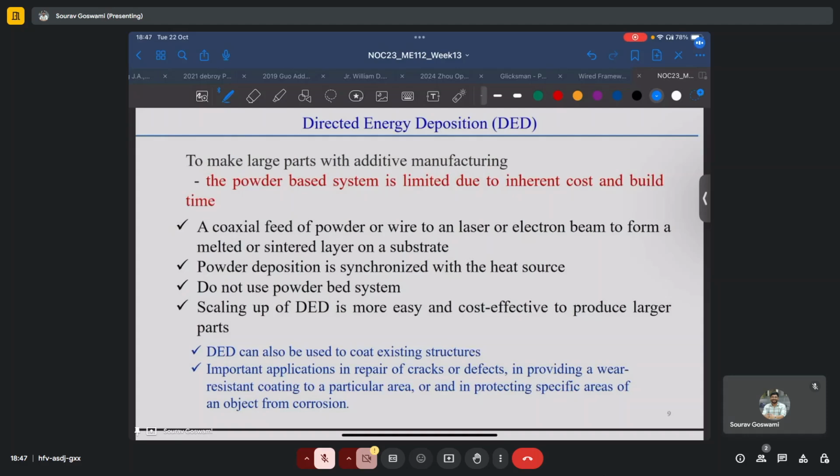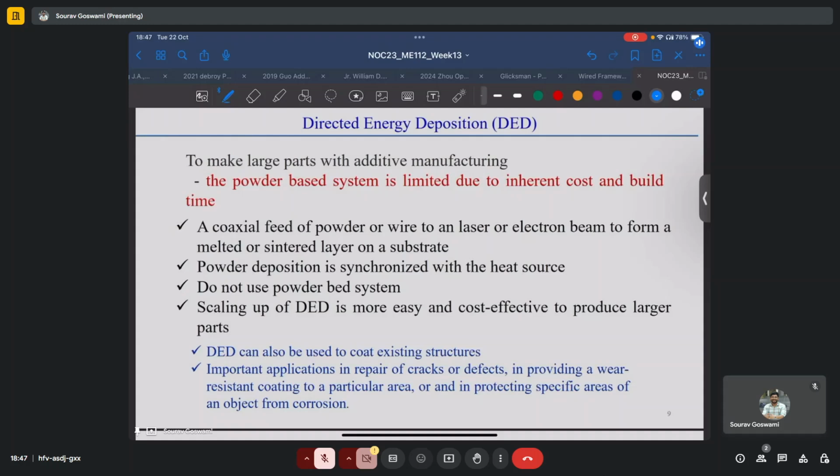A coaxial feed of powder or wire to a laser or electron beam to form a melted or sintered layer on a substrate is also how a DED process may be described. Powder deposition is synchronized with the heat source. Here the powder is deposited in sync and no powder bed or existing layer of powder is used. Scaling up of DED is easier and more cost effective to produce larger parts.